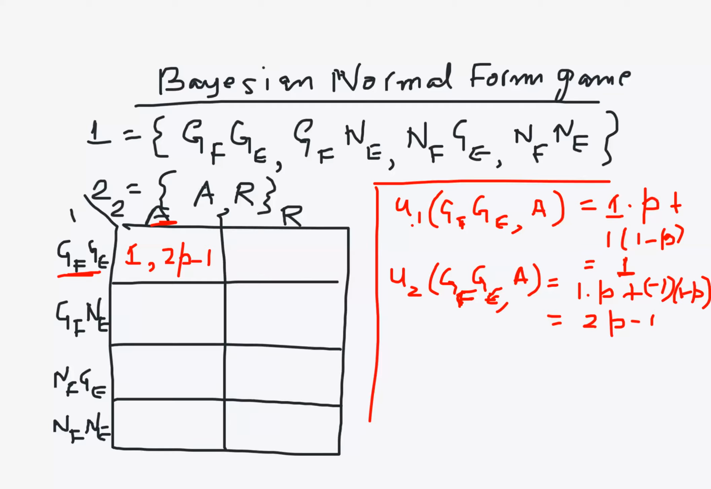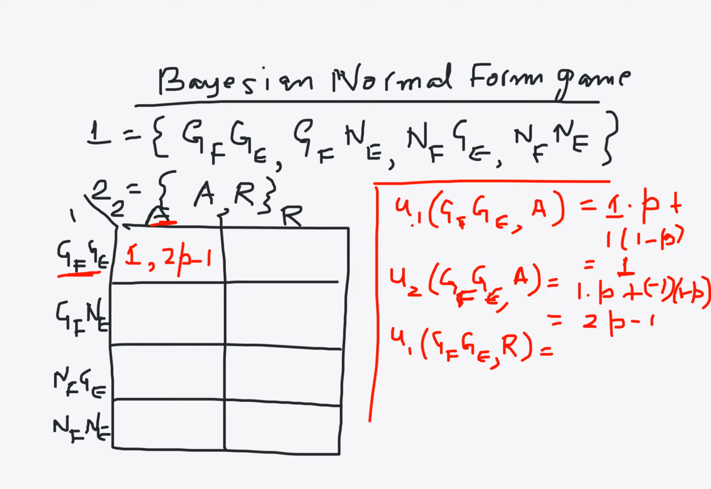Now, next, let's fill in the payoff for both players when player 2 rejects the gift. So player 1 gives gift as a friend and enemy type, and player 2 rejects the gift. What would be the payoff then? So U1 of GF, GE, and R. Player 2 rejects the gift. So player 1 will get -1 if the gift is rejected, right?